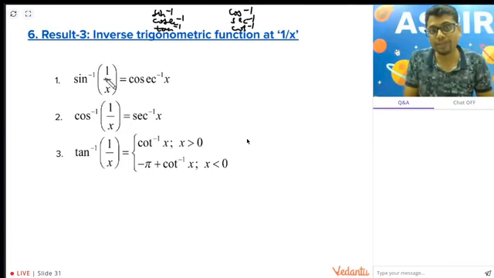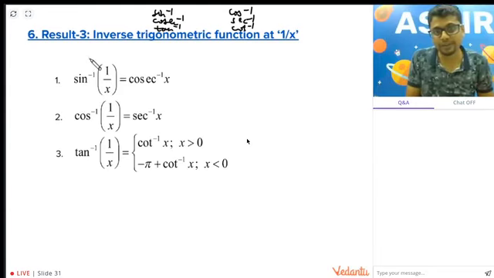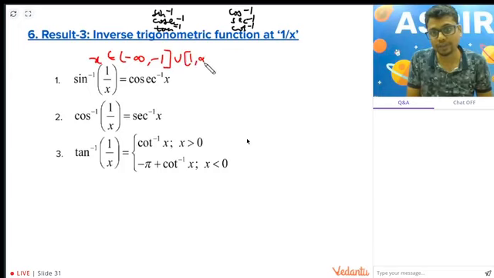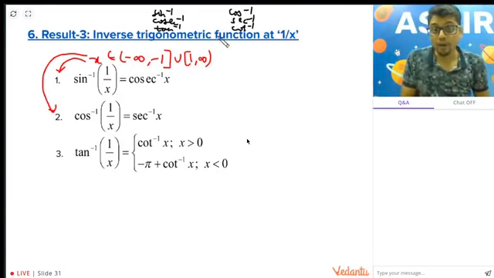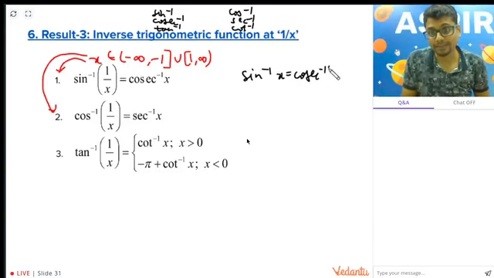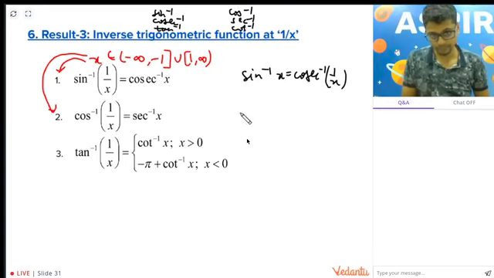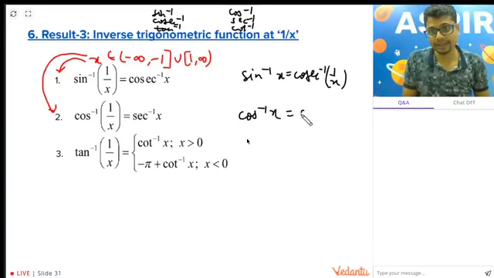So what will be the domain of this? The domain will be x belongs to minus infinity to minus 1 closed, union 1 closed to infinity. The same domain applies for both. And here, we have divided it into x greater than 0 and x less than 0. And of course, x can't be 0, because 1 by x is coming. Now, on top of it, sine inverse x I can write as cosec inverse 1 by x. Similarly, cos inverse x can be written as sec inverse 1 by x, or you can see it as sec inverse 1 by x is cos inverse x, whatever.